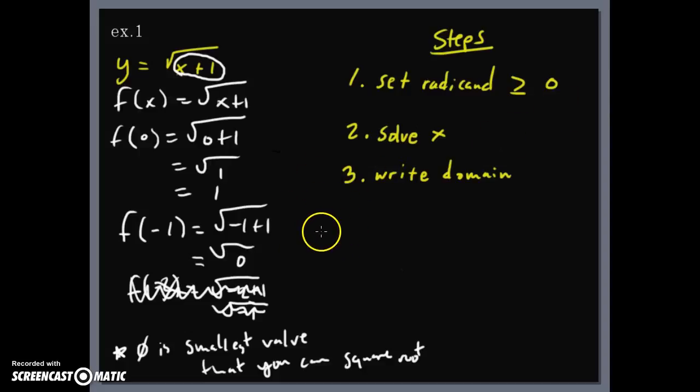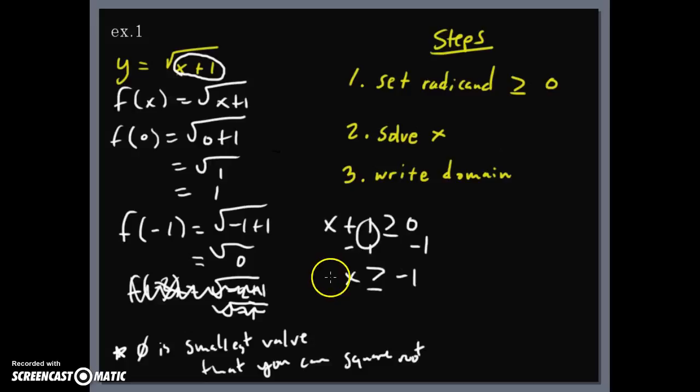So I'm going to take x plus 1, and I'm going to set it greater than or equal to 0, and now I'm just going to solve this like I would an equation. You know the rules for solving are the same for inequalities, except when you divide by negative or multiply by negative, you've got to flip the sign. We've got 0 here, so x is greater than or equal to 0 minus 1, which is negative 1.